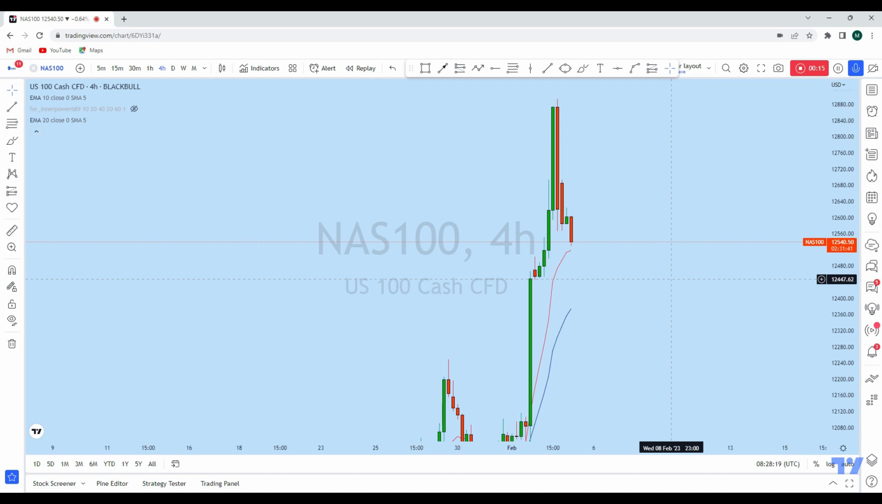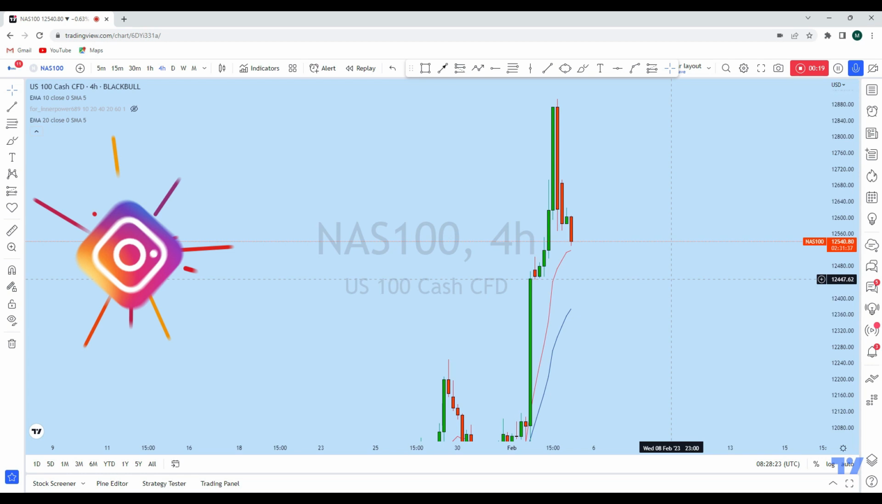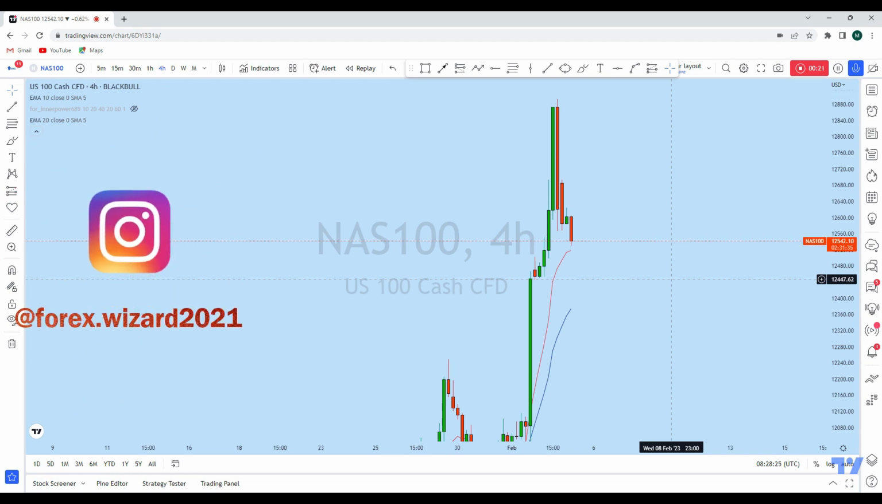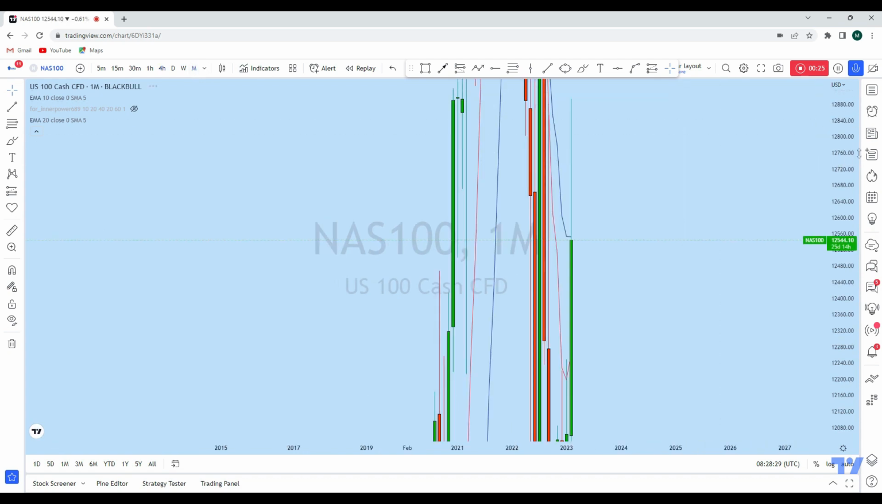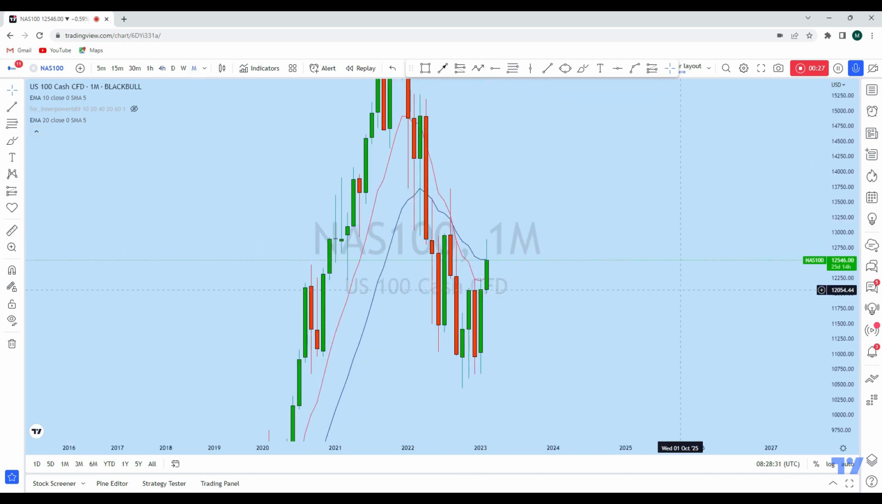Now, before we discuss how we can trade, let's look at the bigger picture to see the general direction in the market, and then we'll jump onto this lower time frame to see how we can trade Nasdaq. Looking at the monthly to see the overall direction in the market.